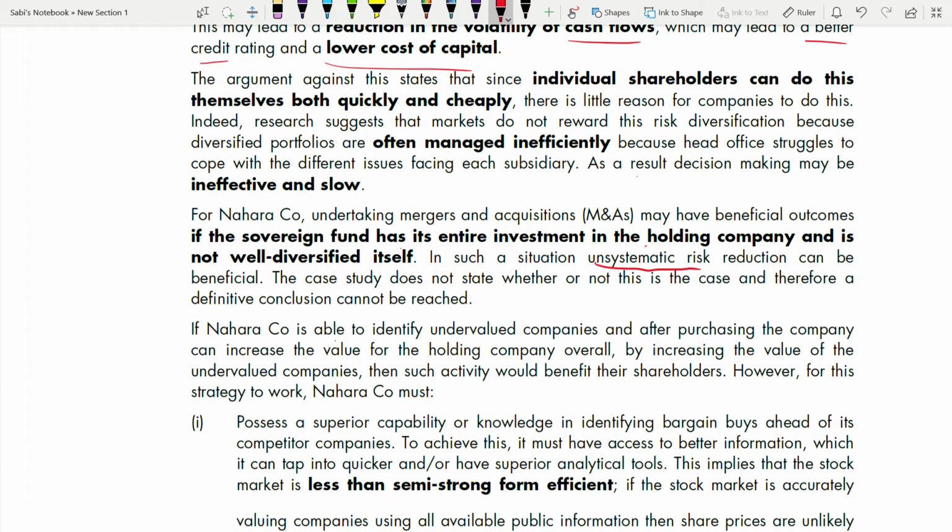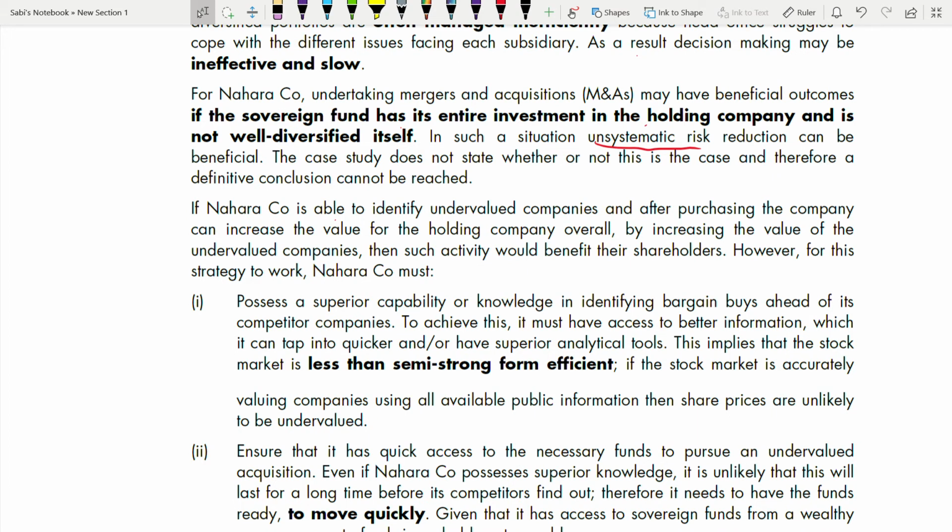You are very free to tell that also. It is not every time that you have to get an answer, yes or no. Sometimes there is no answer because nothing has been mentioned in the case. Coming to the next, if Nahara is able to identify undervalued companies, so now they are coming to the undervalued part.